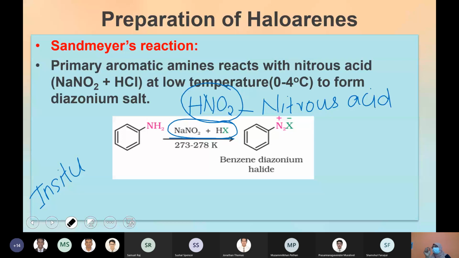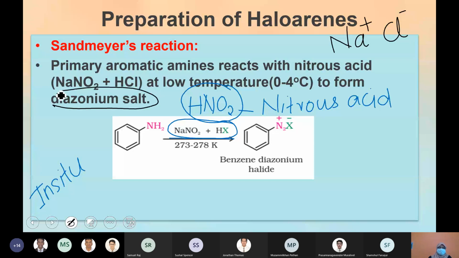So you can see the first product is an intermediate. It's not a stable product because it has a positive and a negative ion. They are actually a salt, just like Na plus and Cl minus is a salt. It's an ionic compound containing positive and negative ions, right? Similarly, the product you get has a positive ion and a negative ion. That is why it is known as diazonium salt.